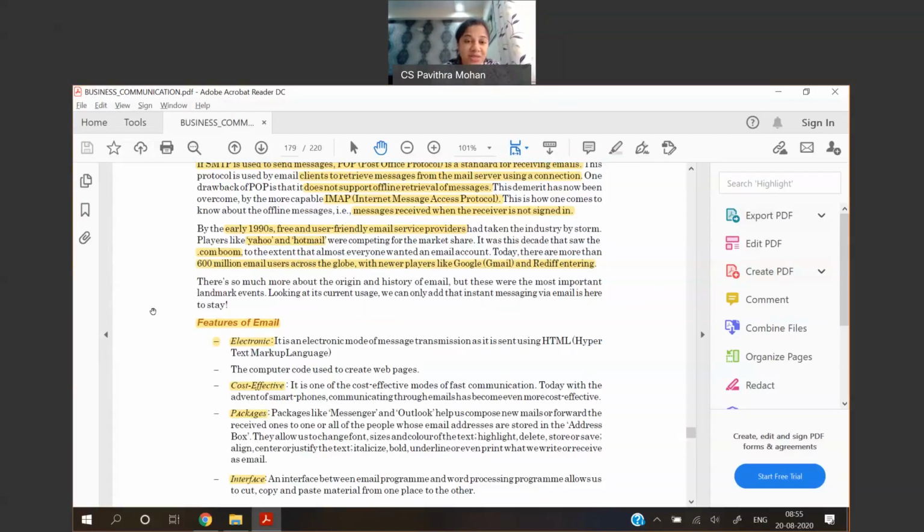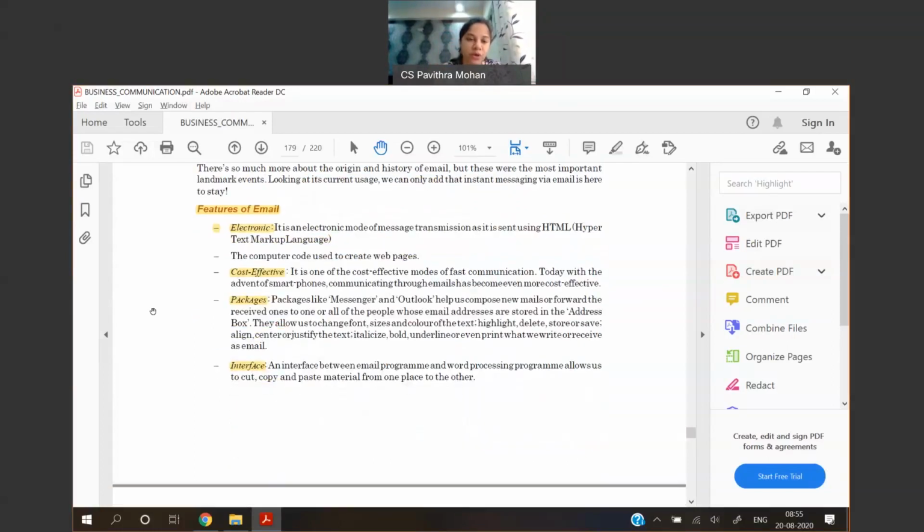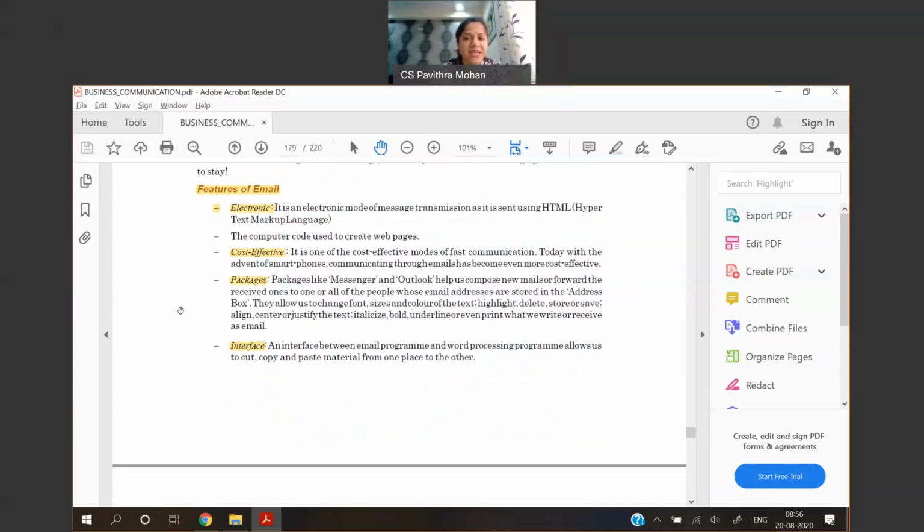This is with respect to how emails came into the picture. So kindly go through the same once again. You will understand how it functions, or how it came into functioning. Then, what are the features of an email? The features of email are that it is electronic.